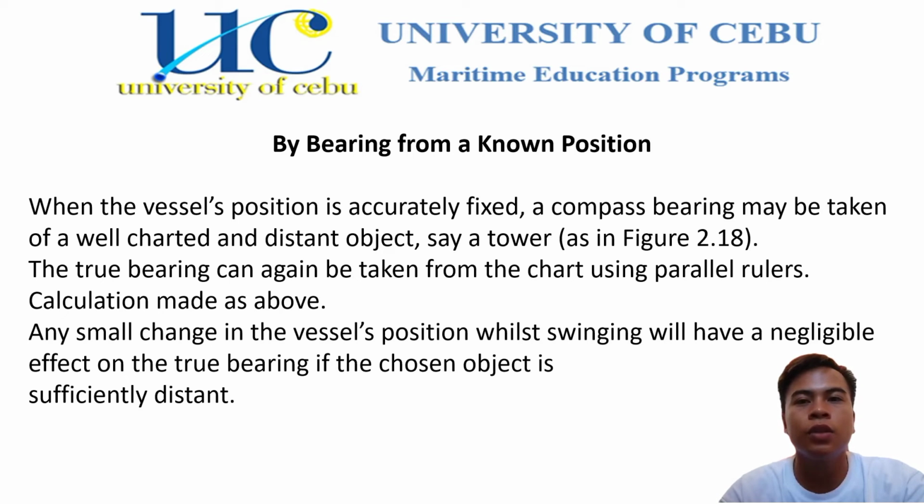When the vessel position is accurately fixed, a compass bearing may be taken of a well-charted and distant object, say a tower. The true bearing can again be taken from the chart using parallel rollers, and the calculation made as above. Any small change in the vessel position while swinging will have a negligible effect on the true bearing if the chosen object is sufficiently distant.